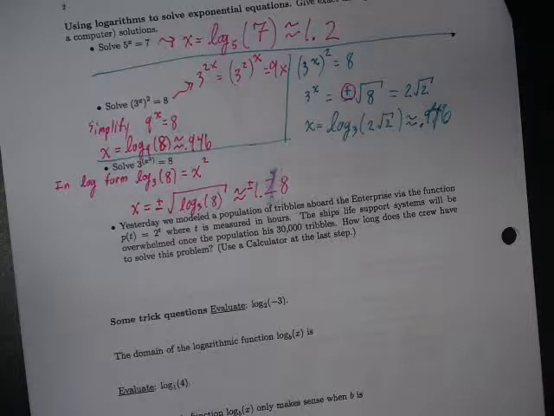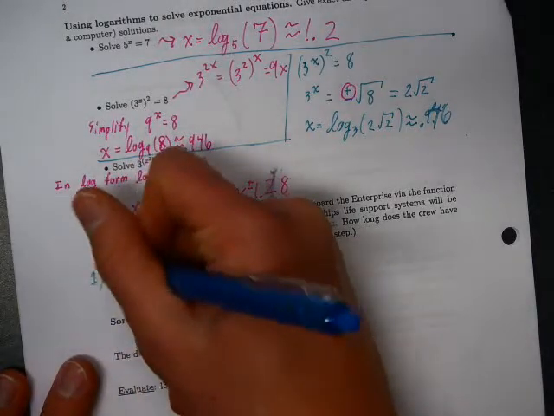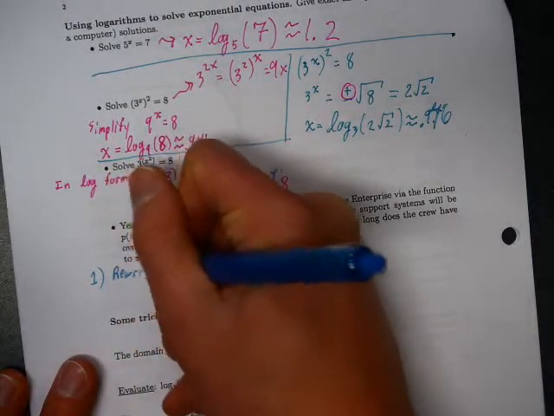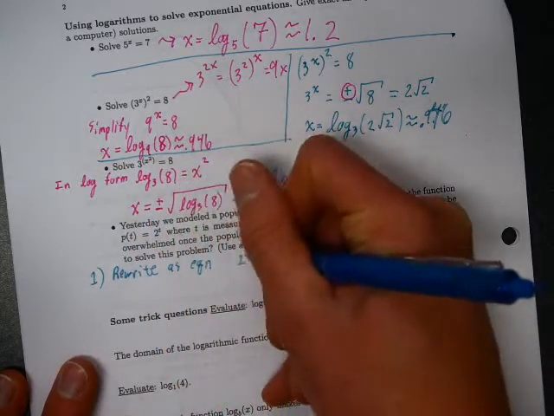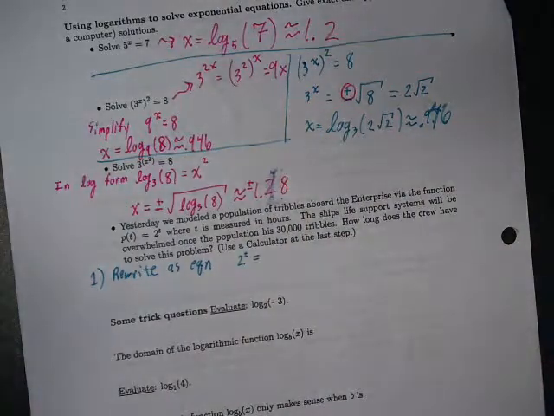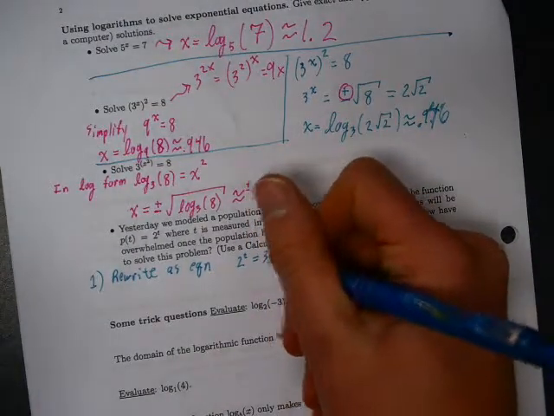Let's try to write this as an equation. Population is equal to 30,000. Do we have a function that gives the population at any given time? Yeah, it's 2 to the t. So we write the equation: 2 to the t is equal to, how big is the population when something bad happens? 30,000.